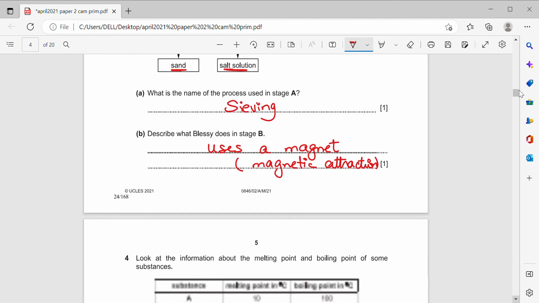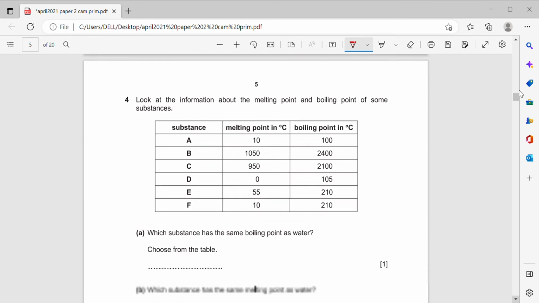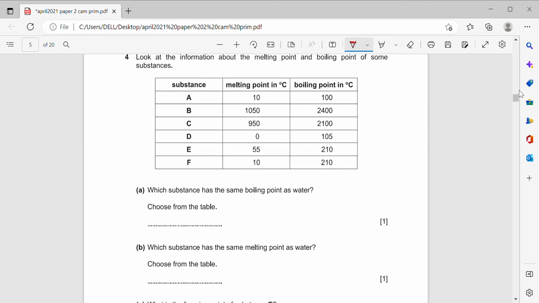Next question, 4. Look at the information about the melting point and the boiling point of some substances. Substances A, B, C, D, E, F. This is the melting point, and this is the boiling point in degrees Celsius. These are several given values for them. Which substance has the same boiling point as water?